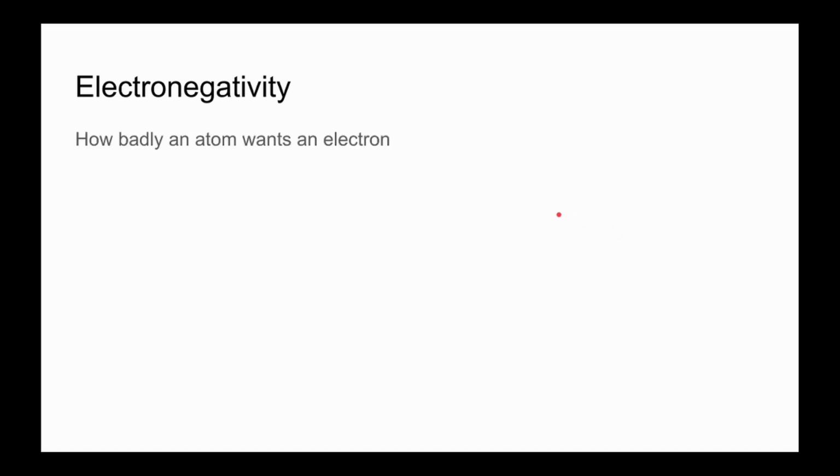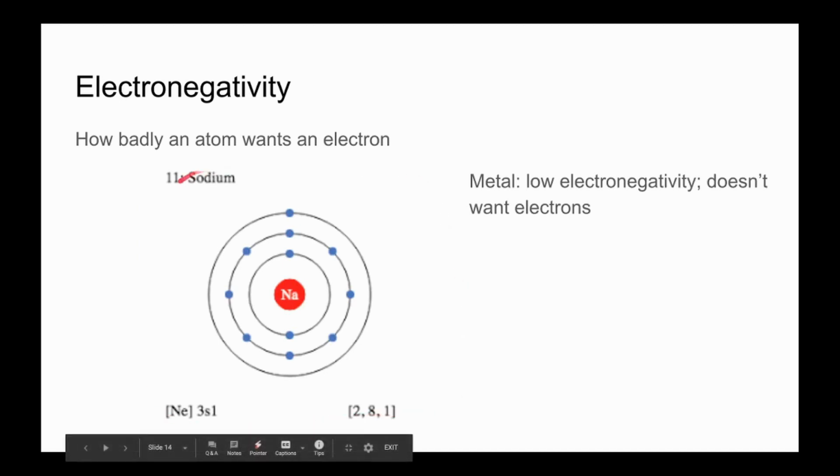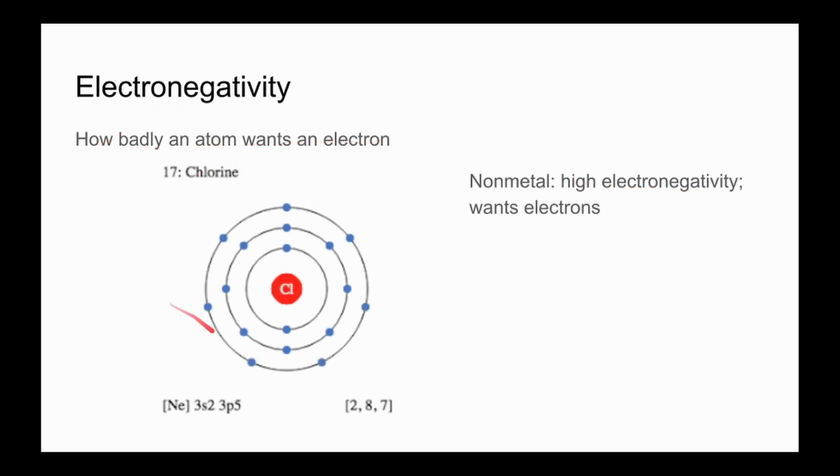All electronegativity is, is the measure of how badly an atom wants an electron, or doesn't want an electron. So you can see here's the sodium atom, as illustrated by the diagram, the 11th element in the periodic table, and sodium is a metal. And metals generally are always going to have low electronegativity. Therefore, it doesn't want electrons. And the chlorine here is a nonmetal. And nonmetals generally have high electronegativity. Therefore, they want electrons.